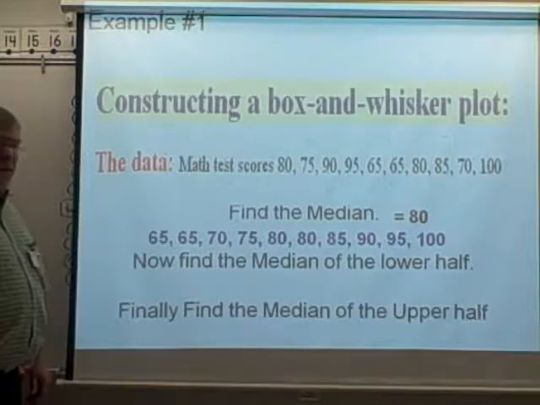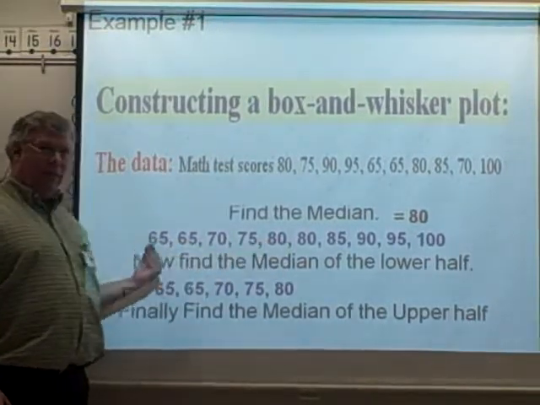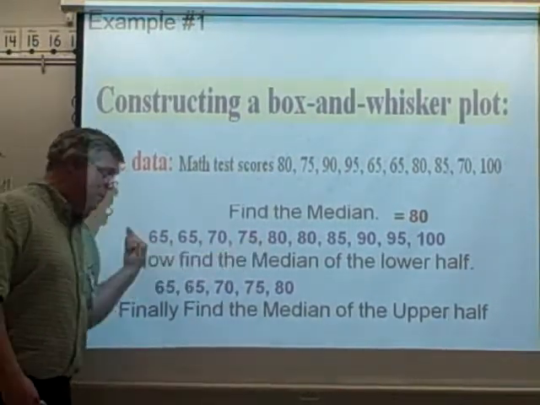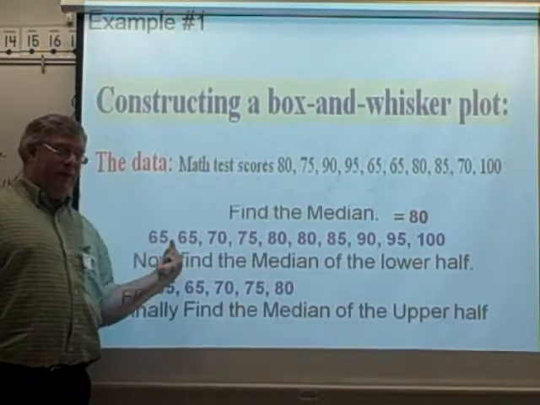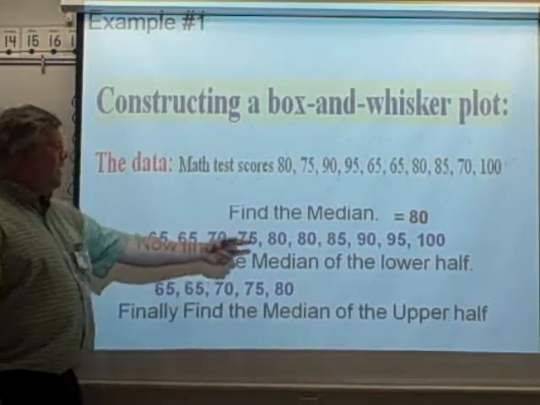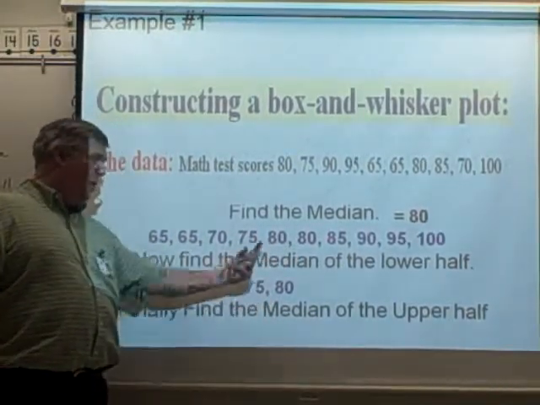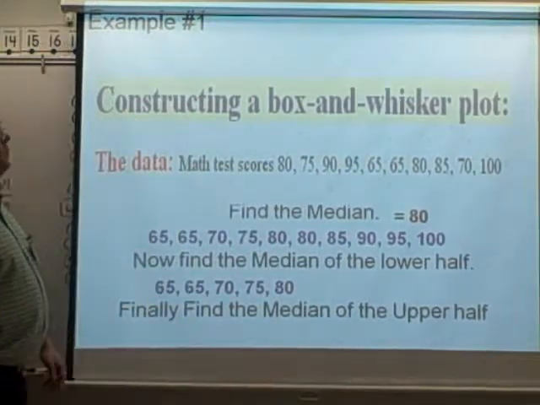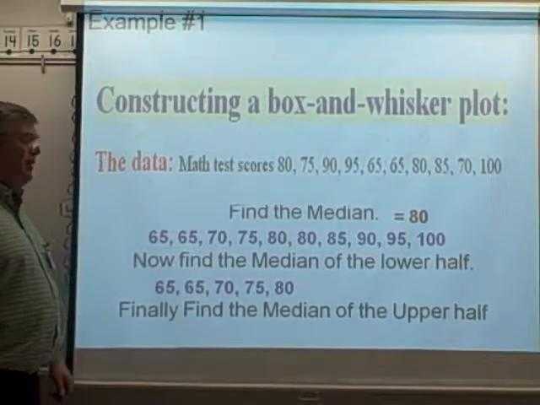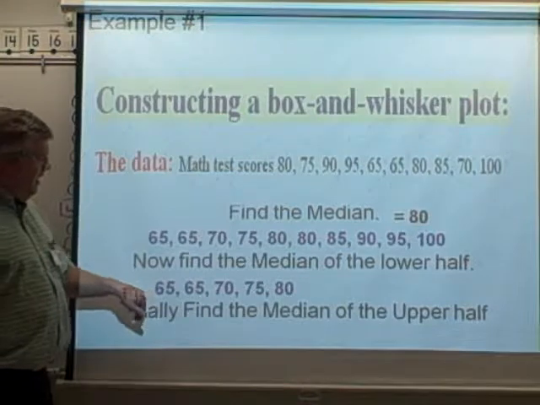Now we need to find the median of the lower half of the data. To find the median of the lower half of the data, we take the lower 5 numbers. The lower half of the numbers. 10 numbers, half of it would be 5. Starting from the median and heading back, starting from the median and heading forward for the upper part. Now, when you've got an even set of numbers, you are going to include those 2 middle ones, one with the lower part, one with the upper part. If you do not have an even number, you are not going to include the median when calculating the lower quartile and upper quartile.